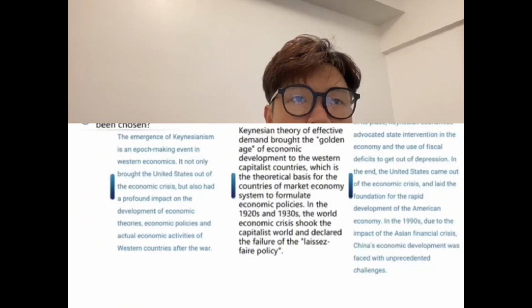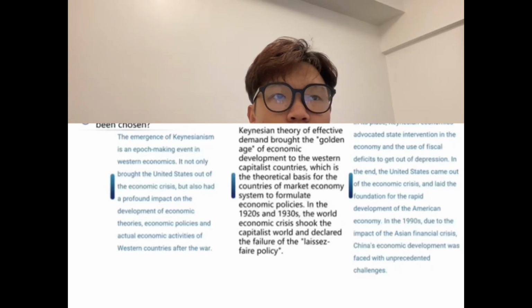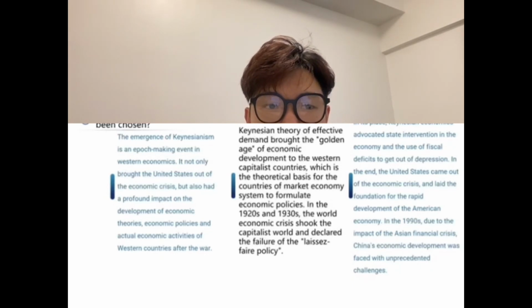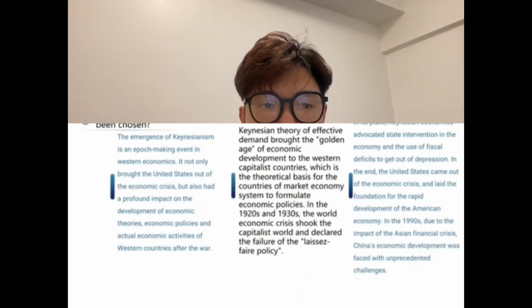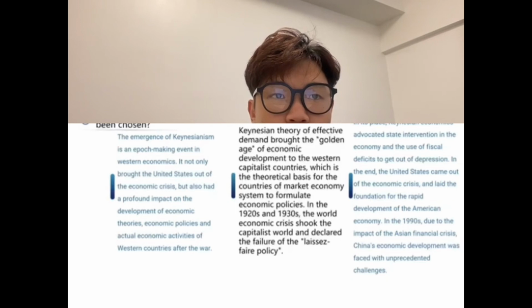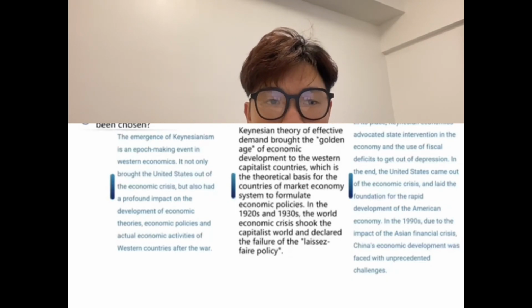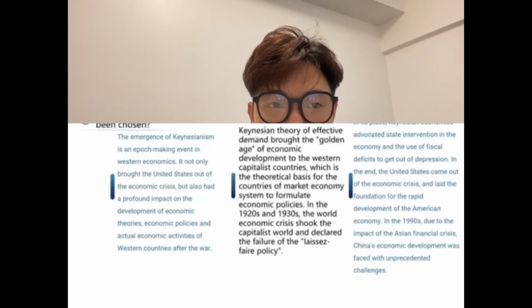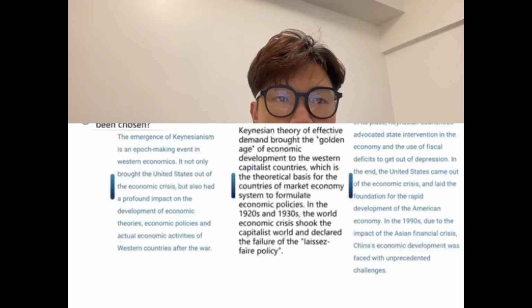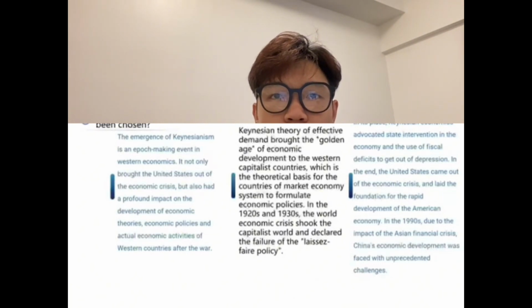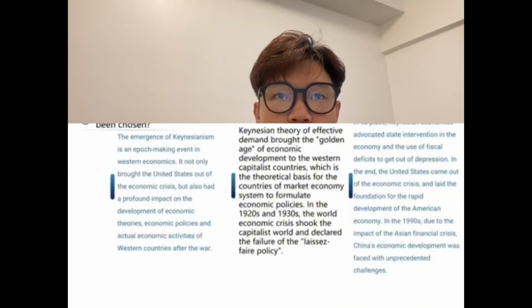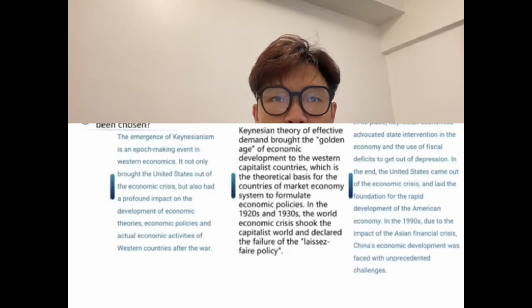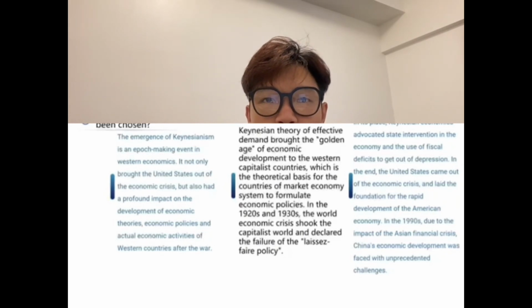In the 1920s and 1930s, the world economic crisis shook the capitalist world and declared the end of the laissez-faire policy. In its place, Keynesian economists advocated state intervention in the economy and the use of fiscal policy to get out of depression. In the end, the United States came out of the economic crisis and laid the foundation for the rapid development of the American economy. In the 1990s, due to the impact of the Asian financial crisis, China's economic development was faced with unprecedented challenges.